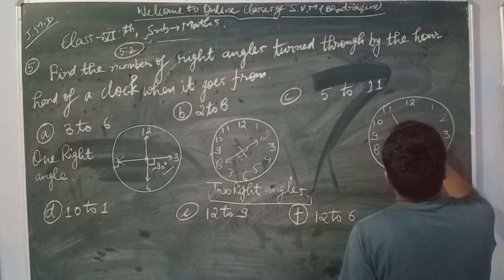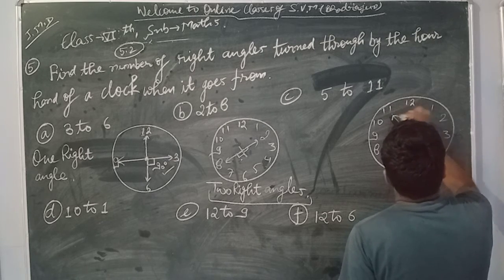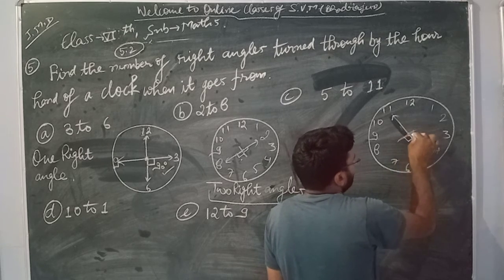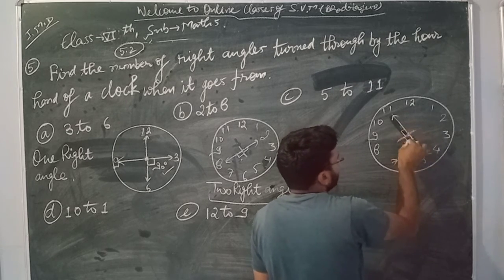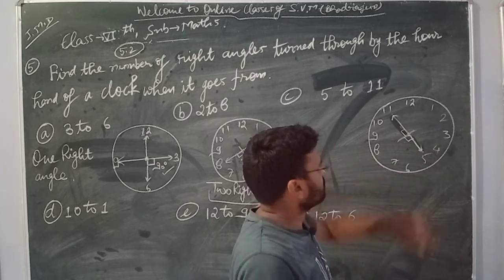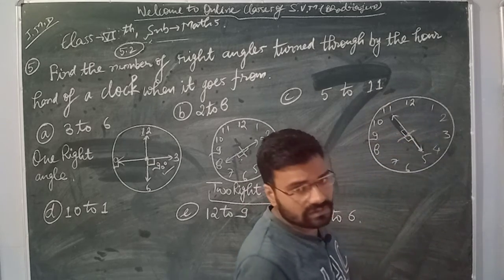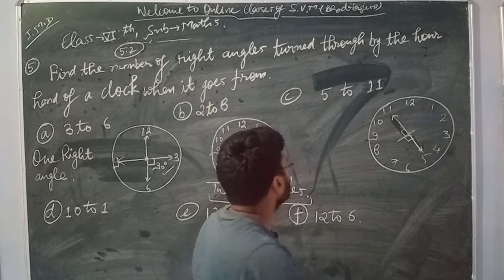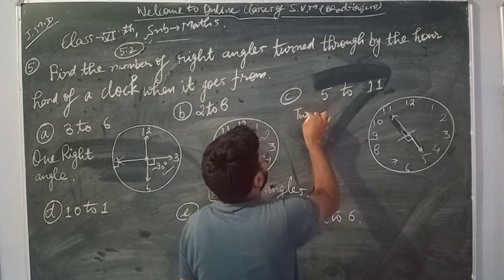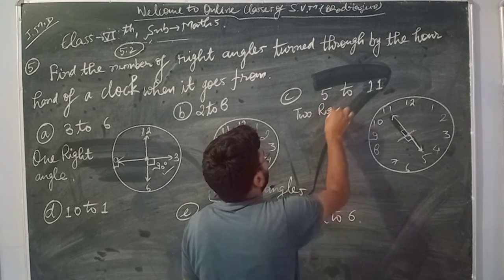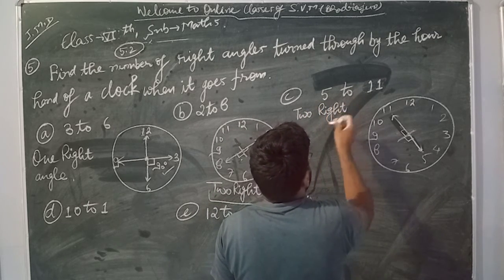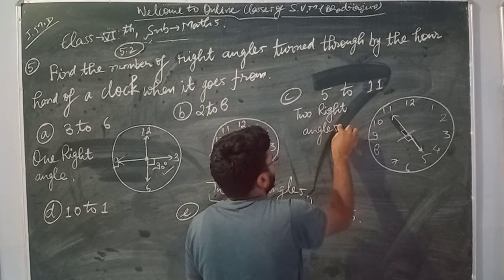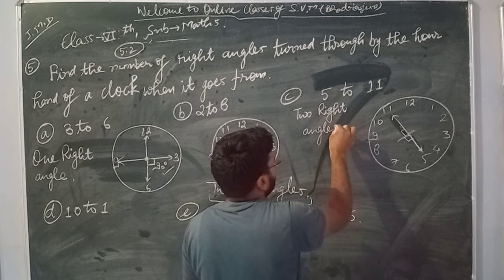Okay, then now also it is clearly visible that our clock is moving. This is our first right angle, and this is second. So we have to move 2 right angles. We have to cross 2 right angles for going from 5 to 11. Good. So our answer is 2 right angles.